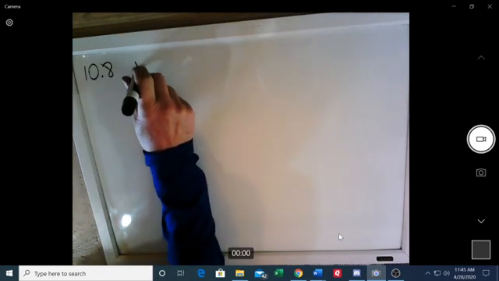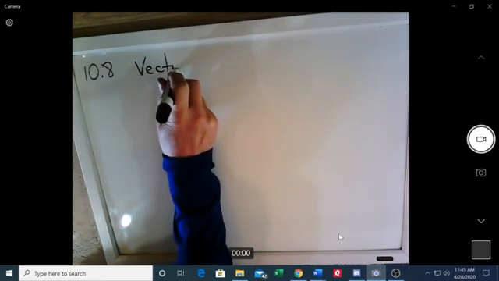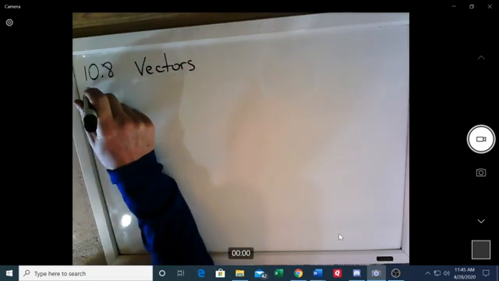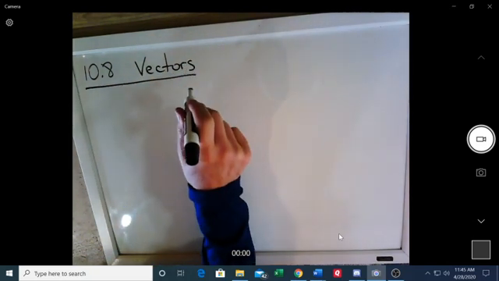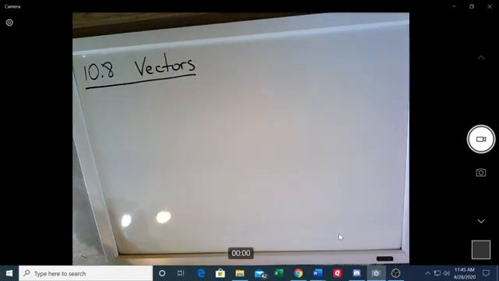Alright, we will start up again. 10.8 vectors. So you notice that we are making a big jump to a much later section. We were in 9.5 vector equations, and then we're jumping all the way over to 10.8 vectors.